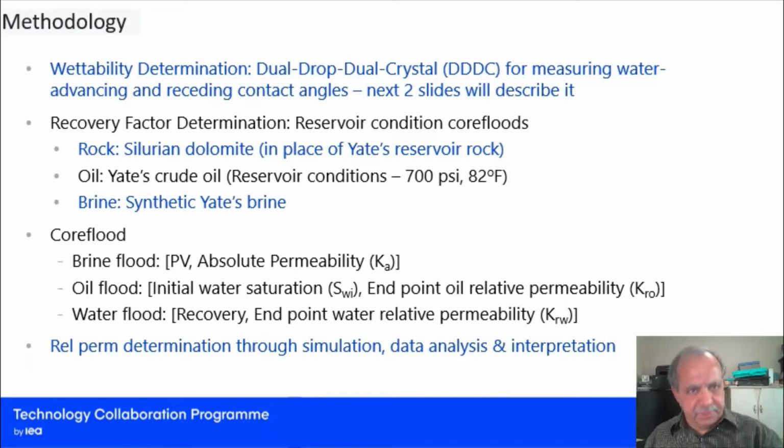And that water floods will give us the results on recovery, endpoint relative permeability to water, and so on to complete the story of relative permeability plotting. So the relative permeability determination is done through simulation, core flood simulators, and of course further data analysis and interpretation to decipher wettability effects from these relative permeability curves we generated with varying compositions and brine salinities.